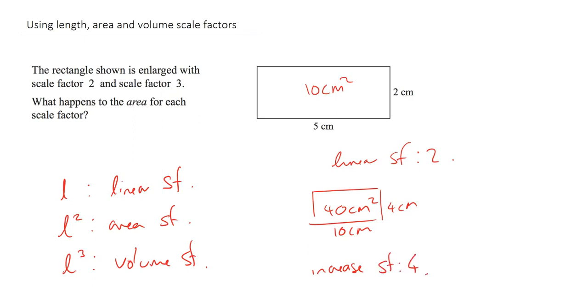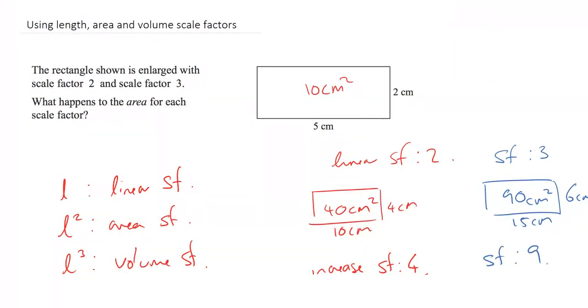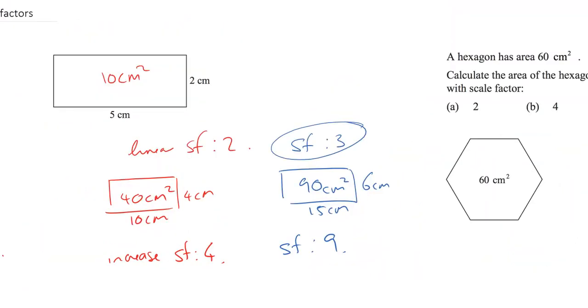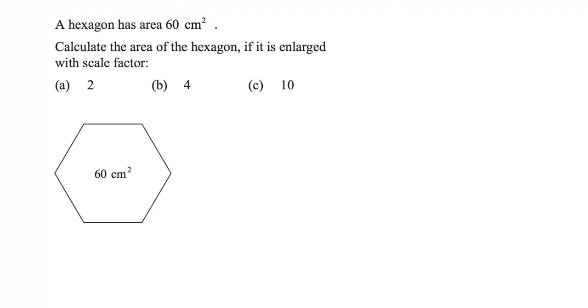If we think about the scale factor 3, well, of course, I'm going to have 6 centimeters by 15 centimeters. 6 times 15 is 90 centimeters squared. So my original has increased by a scale factor of 9. Exactly what we'd expect. We get the linear scale factor and we square it, just like we saw from that previous video. Now then, let's stop jumping through hoops. Let's get straight into this question.